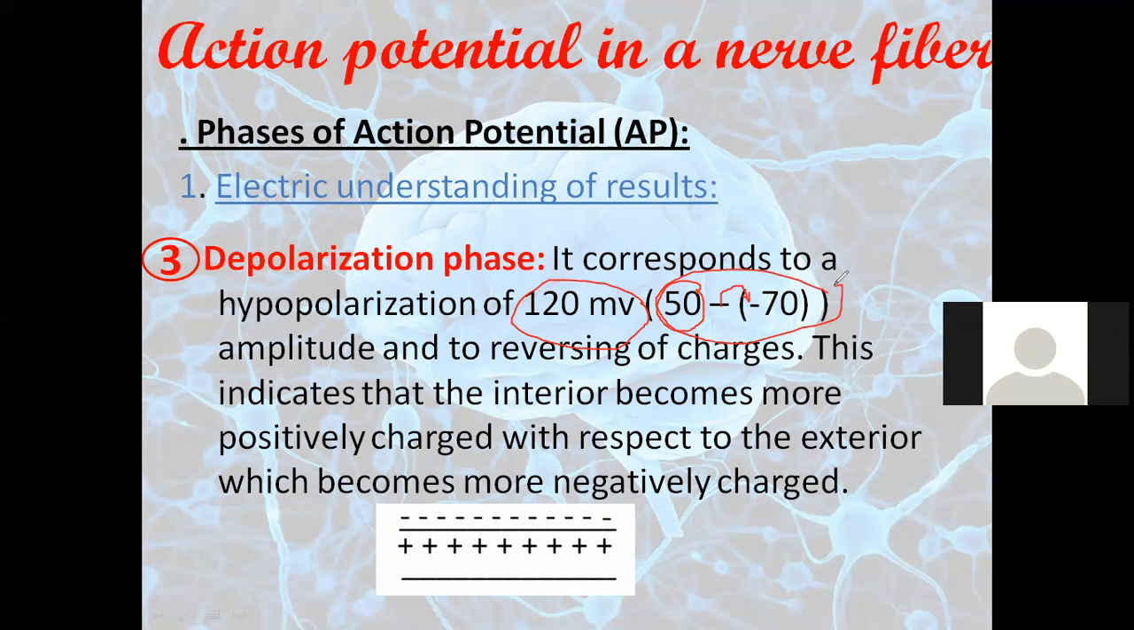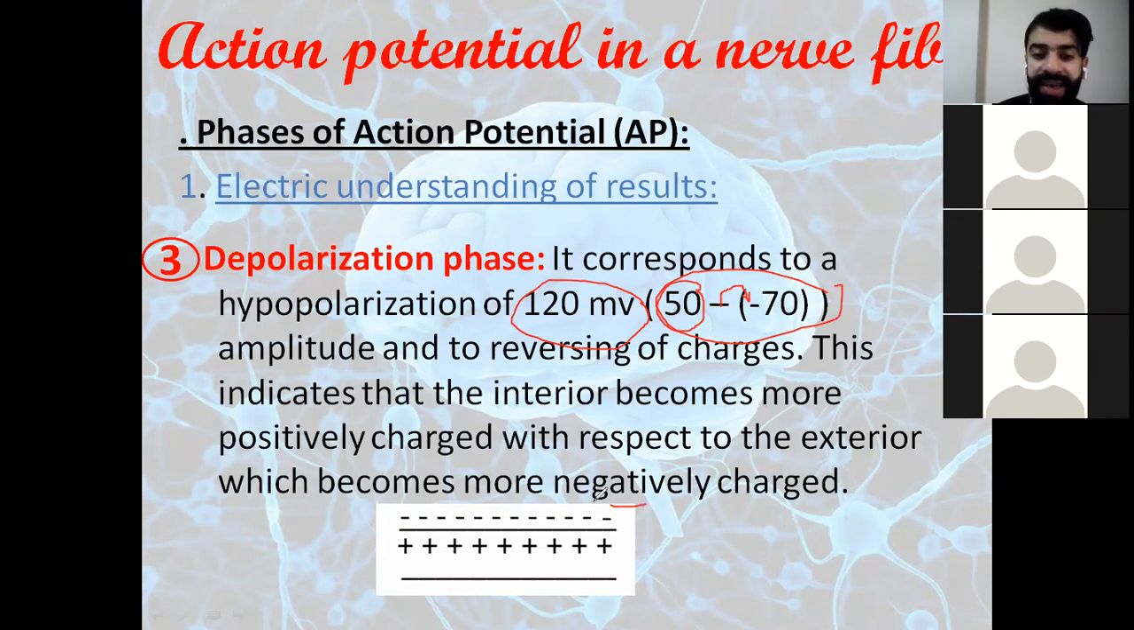What does this mean? This indicates that the interior of the nerve fiber becomes more positively charged with respect to the exterior, which becomes more negative. So the interior becomes more positive. So we move from the negative toward the positive. This is called depolarization.